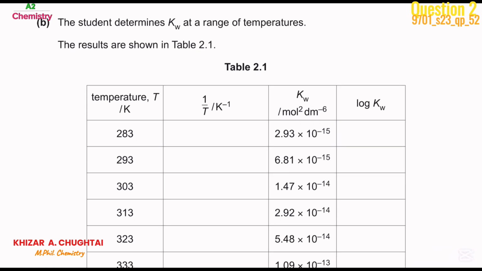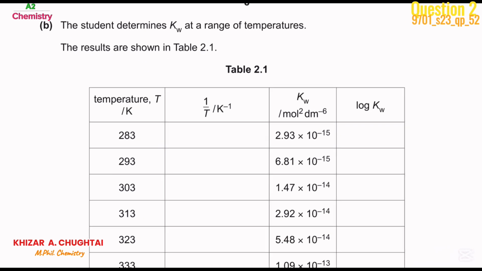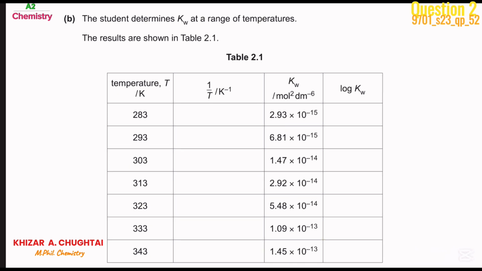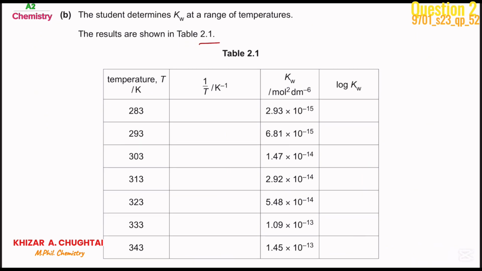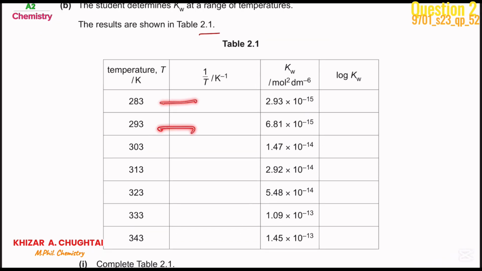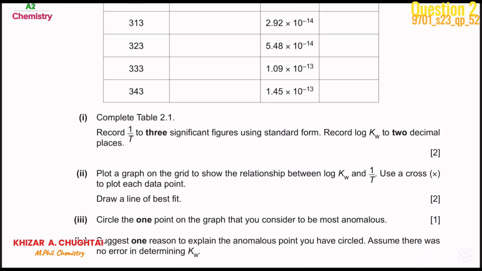Next one, a student determines the Kw at a range of temperatures. The results are shown in table 2.1. Table 2.1 has temperature, and here is the 1 over T, Kw, log Kw and so on. Now here are the two columns, and I think he is asking to convert this temperature into inverse temperature. So it's simple, it's not very difficult.